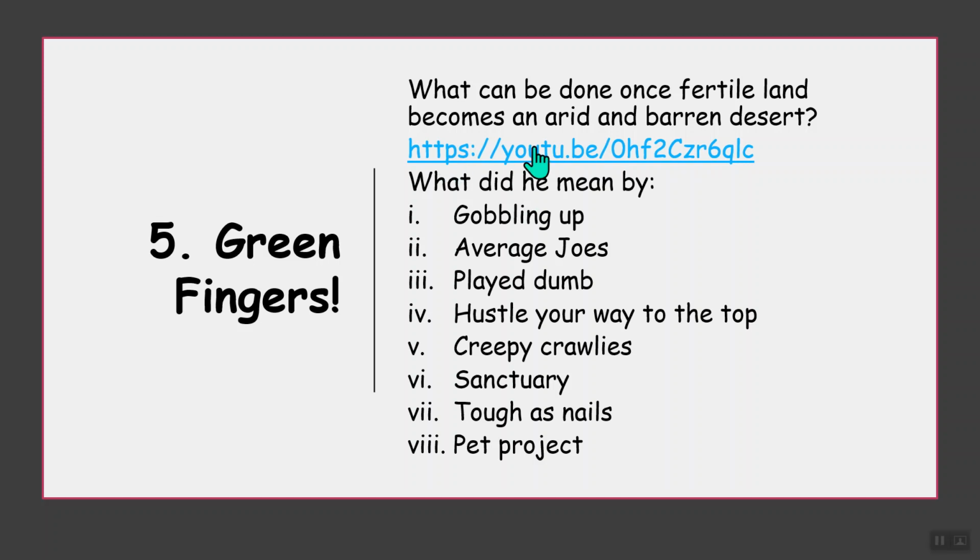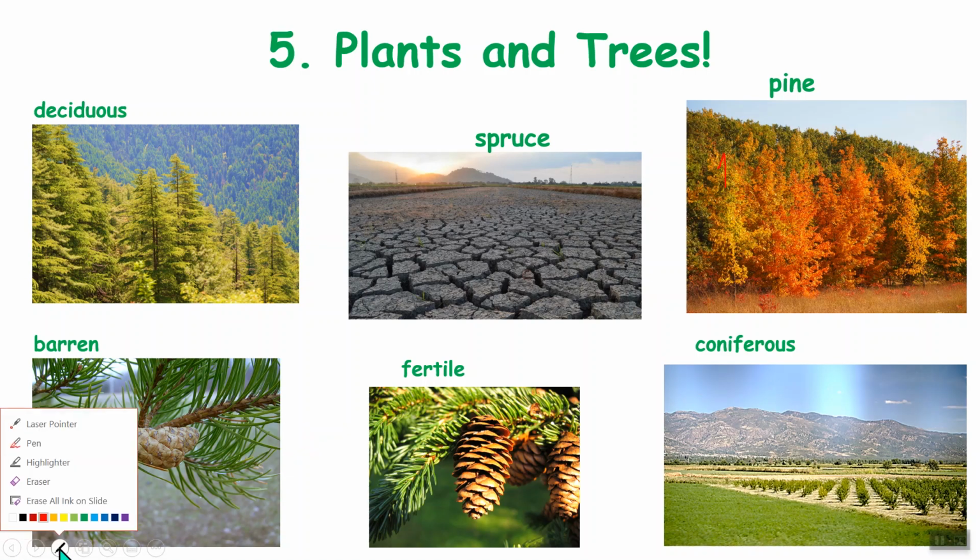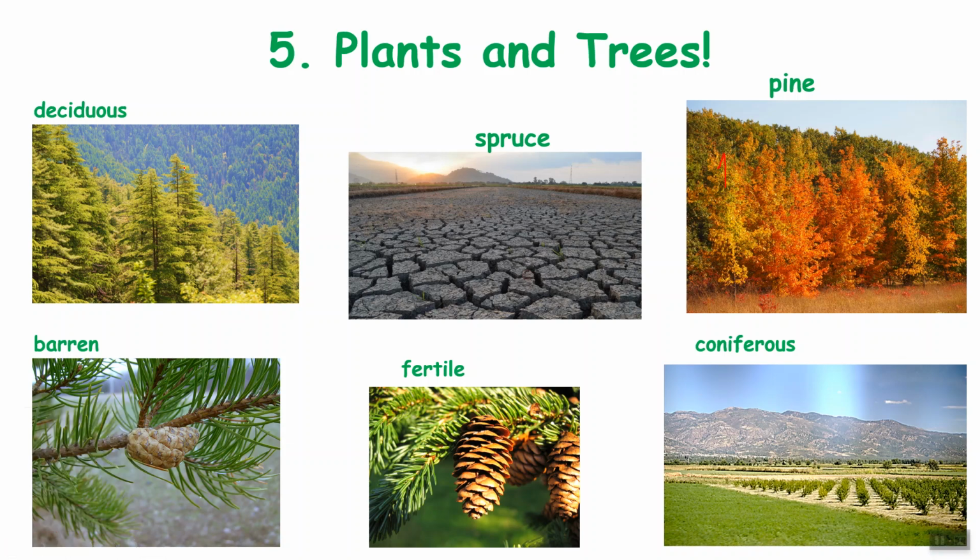Okay, so we will watch the video and what can be done once fertile land becomes an arid and barren desert. So there's always hope. Arid, it's very, very dry, barren, no life. And here are the words we can look up, and let's go to our next slide. So we have pictures here. Let me just get a pen so we can connect the words with the right picture.